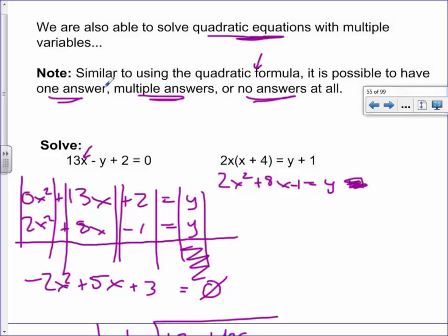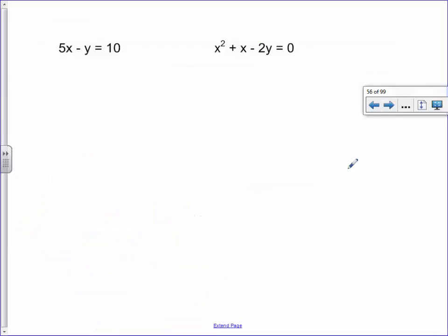The challenge here is, can you set up a system of equations using either substitution or elimination? And can you recognize that now we're going to have maybe 2 answers for x, and then also 2 answers for y? That's where the challenge comes in. Does that all make sense at all? A little bit, yeah. We're going to do lots of examples. I still have another half hour. So let's try another one. 5x minus y equals 10, and x squared plus x minus 2y equals 0.